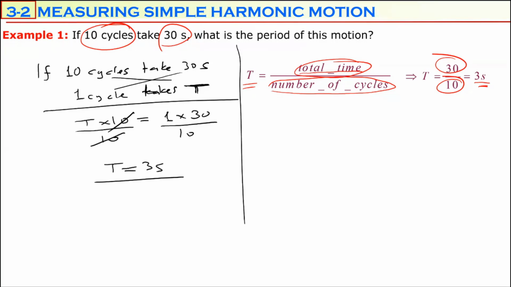So if you don't remember this equation, you can do it on your own by using definition of period. So 10 cycles take 30 seconds. This is from the question, but this is definition. Second sentence is definition. One cycle takes T seconds, which is the period. Time for one cycle is 1 period. After that, cross product. T times 10 is equal to 1 times 30. Then T is 3 seconds.